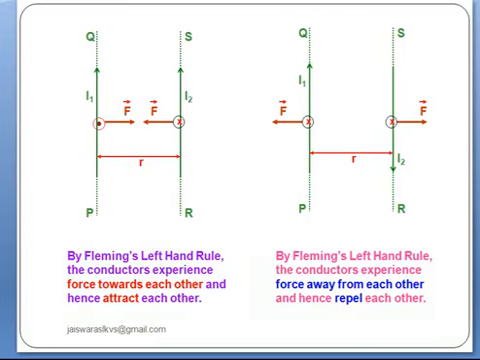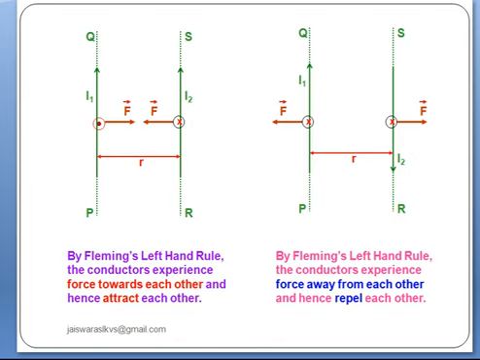Very good morning, children. Let us see the direction of force acting between two parallel current carrying conductors. Some examples. See, in the first example, PQ and RS are two parallel current carrying conductors placed at a very small distance, small r. Let I1 and I2 be the magnitudes of current flowing in conductors PQ and RS respectively. See the direction of current in both the conductors.